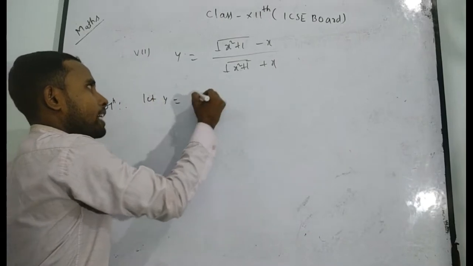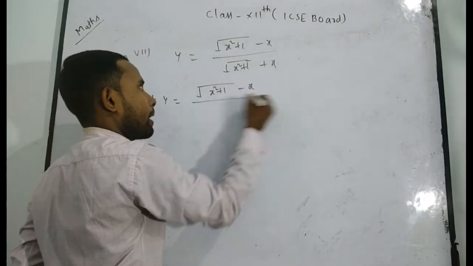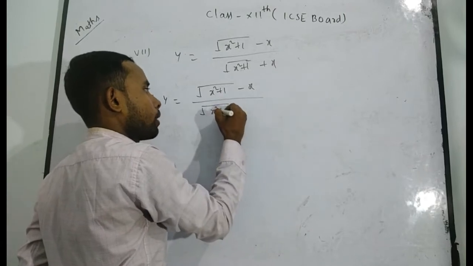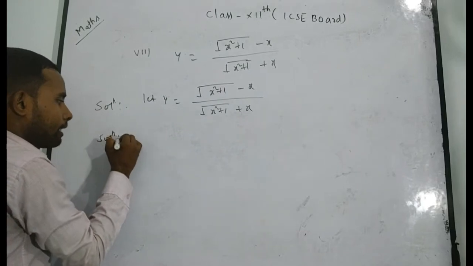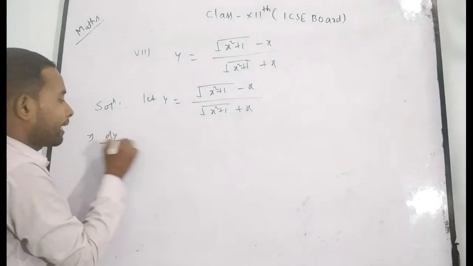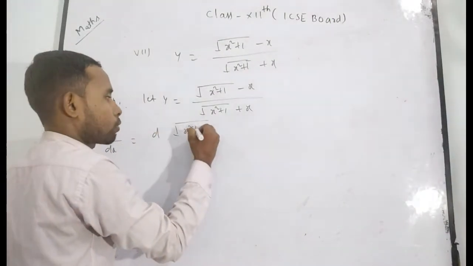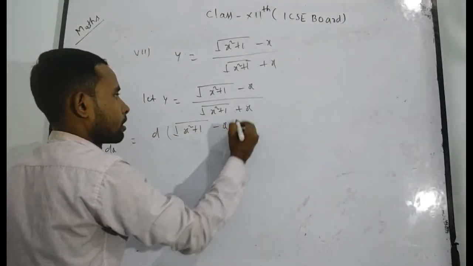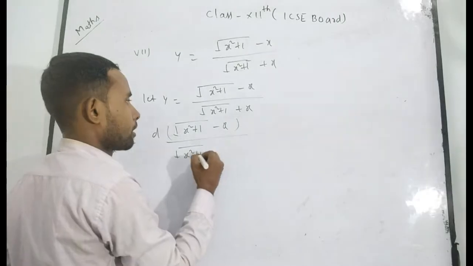Let y equal (root under x square plus 1 minus x) divided by (root under x square plus 1 plus x). Now, differentiating on both sides with respect to x, you will get dy/dx equals the derivative of (root under x square plus 1 minus x) divided by (root under x square plus 1 plus x).